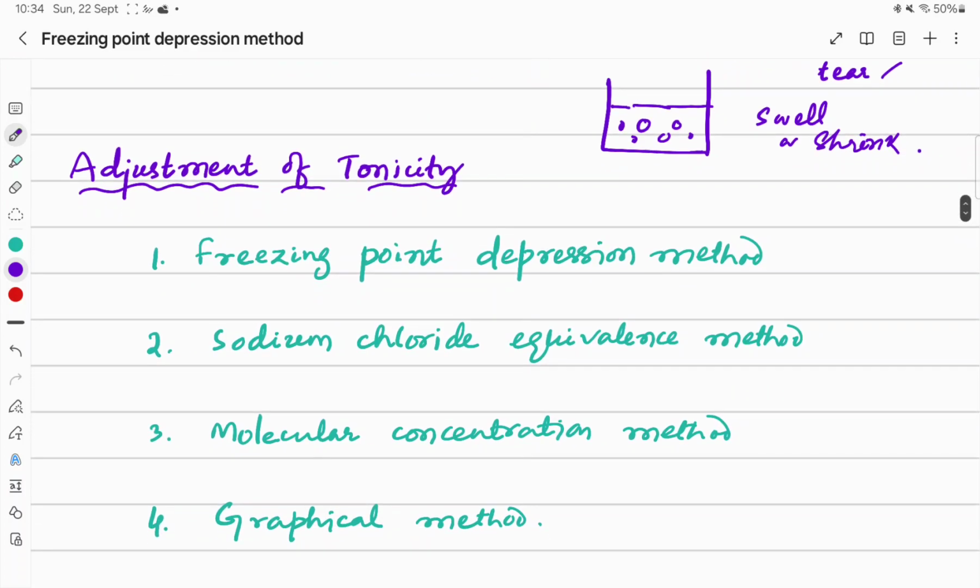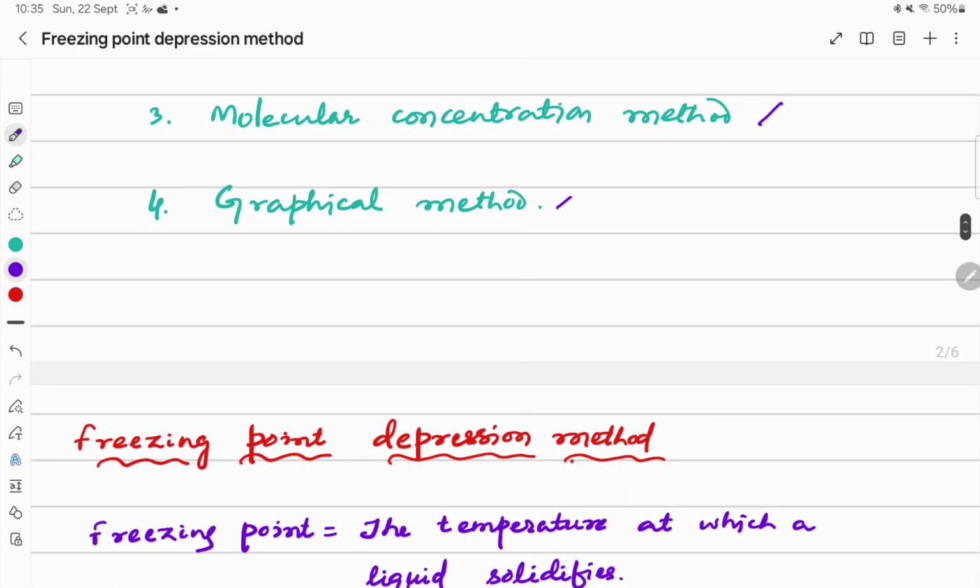And freezing point depression method, sodium chloride equivalence method, molecular concentration method, and the graphical methods using freezing point and vapor pressure are also used. So today we are discussing about the freezing point depression method, and the most common used method.